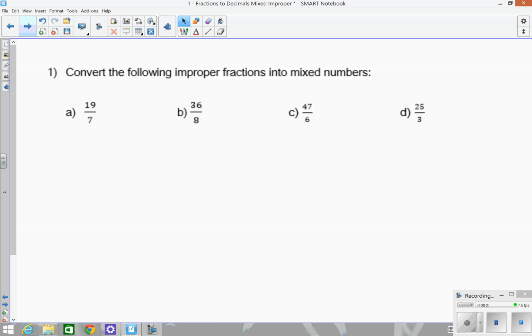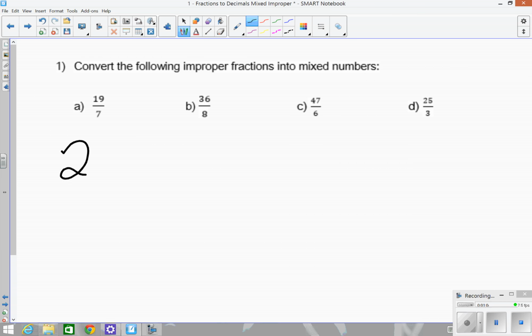First thing we're going to look at is converting improper fractions into mixed numbers. Improper fractions, that's where the numerator is larger than the denominator, and our goal is to put it in proper form, mixed number form. So the first thing we're going to look at is 19 over 7. And the first thing we're going to ask ourselves is how many times does 7 go into 19? You think of 7 times 1, 7 times 2. We recall that 7 goes into 19 two whole times.